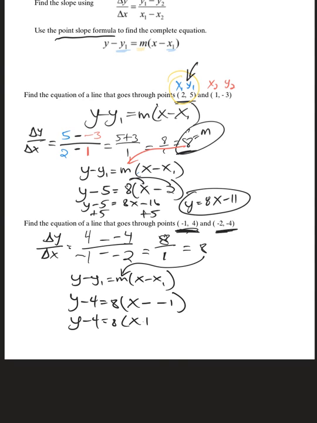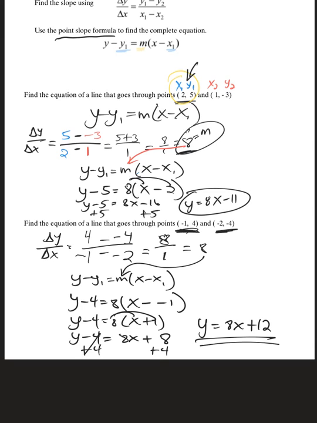I'm going to be distributing my 8. So I have y minus 4 equals 8x plus 8. Add 4 to both sides. My end result is going to be y equals 8x plus 12.